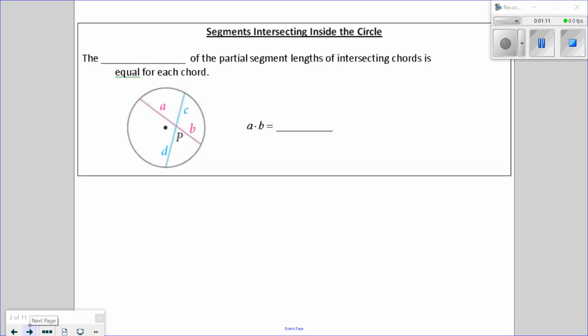Okay, we're almost done with all the new rules for this unit, and then we're going to get into proofs coming up here soon, but we got to do some more calculations today.